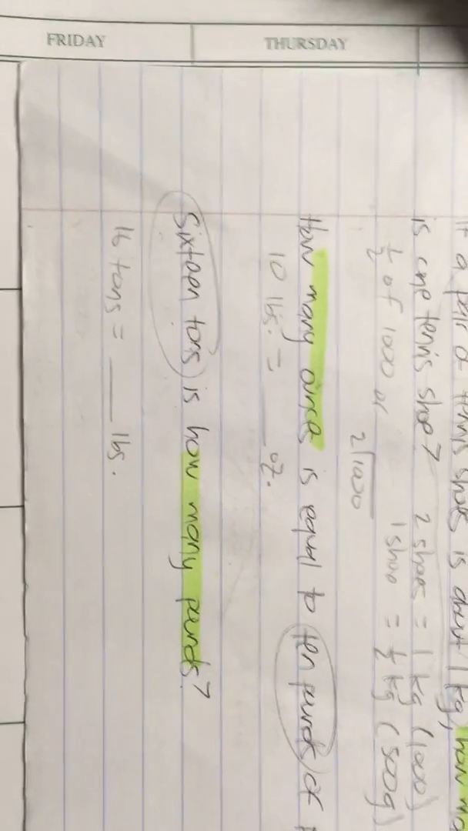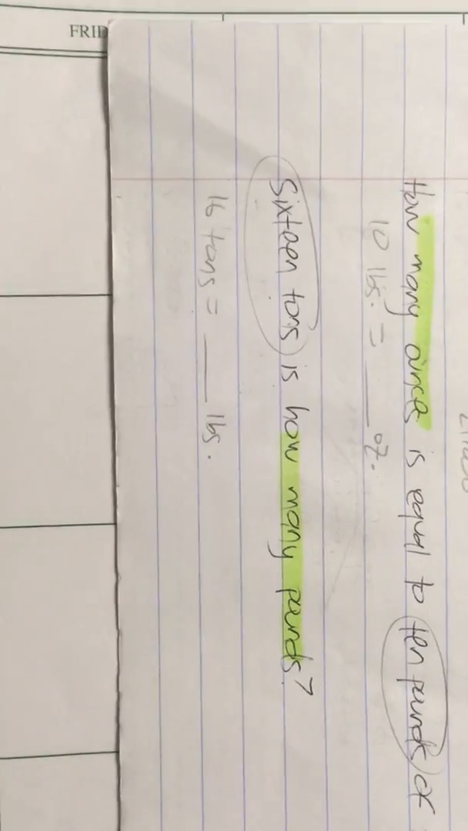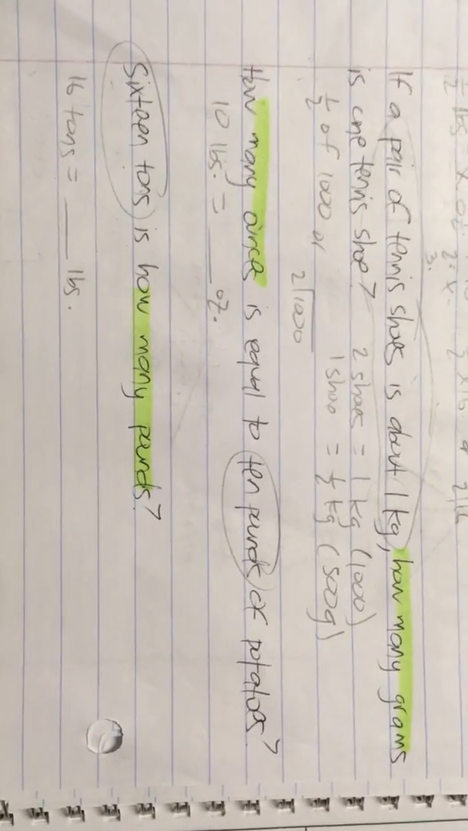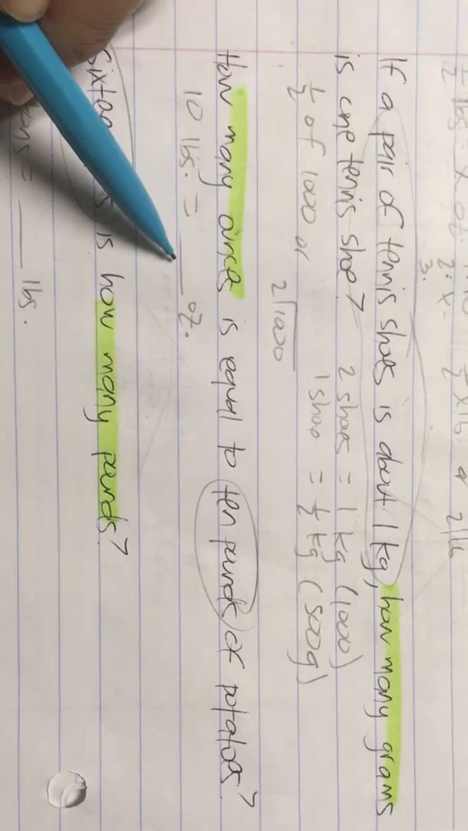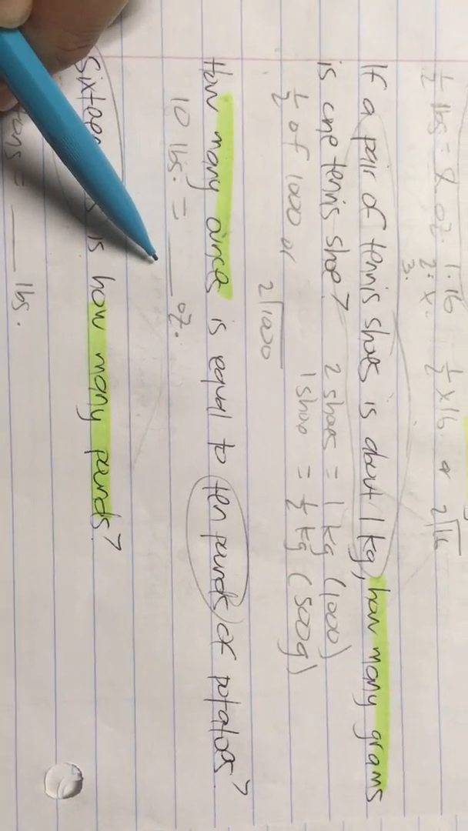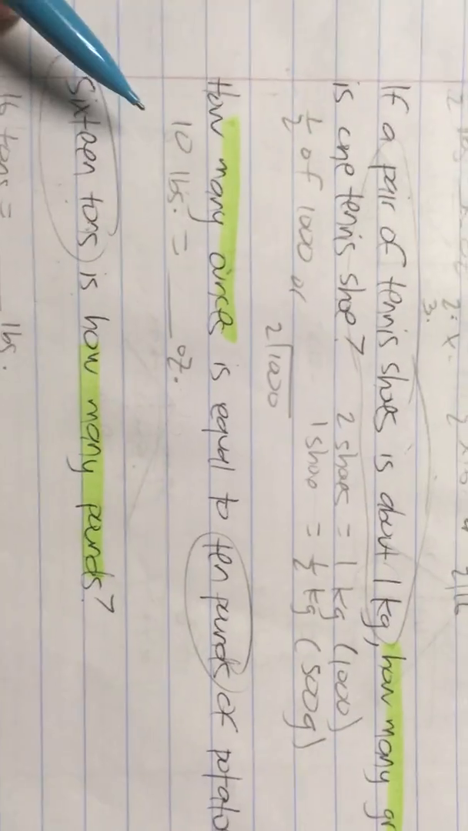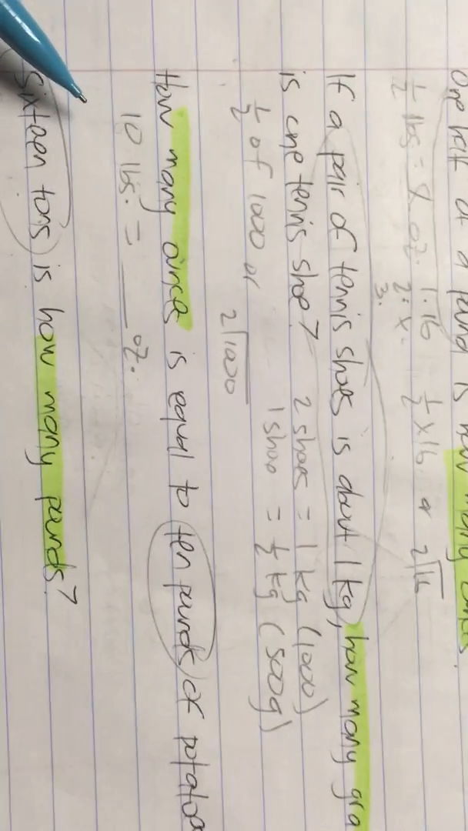All right. Next question, how many ounces is equal to 10 pounds of potatoes? So this time the question kind of flipped things around, but it's asking for how many ounces, so we want to show that we're going to try to find ounces. And the information gives us 10 pounds, so we set up the problem 10 pounds equals blank ounces, and again we do the 3 steps.